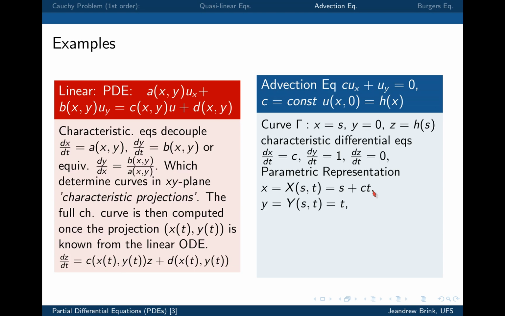So we have the full parametric representation of x. The next step is to do the same thing for y. We have that dy/dt is equal to 1. Integrating that once, we have that it's equal to t plus some arbitrary constant, but that arbitrary constant is 0 because we know when t is equal to 0, y is equal to 0. So we have that solution. And then the final one is simply that dz/dt is equal to 0. And we know z is constant, and we know that that constant is h of s. Okay. So that is our full parametric representation.